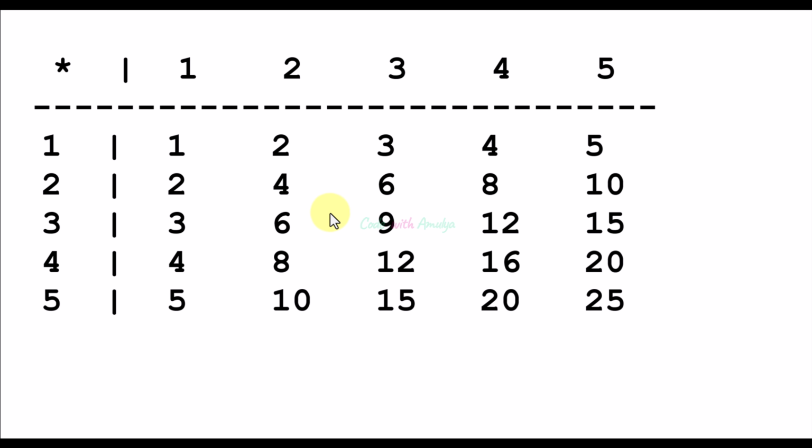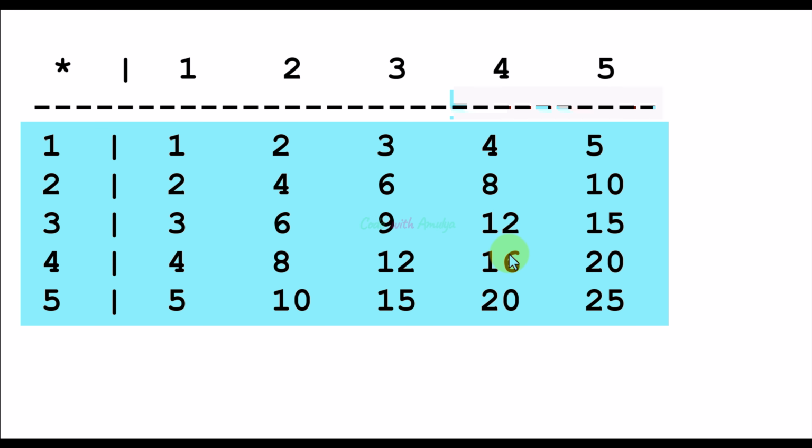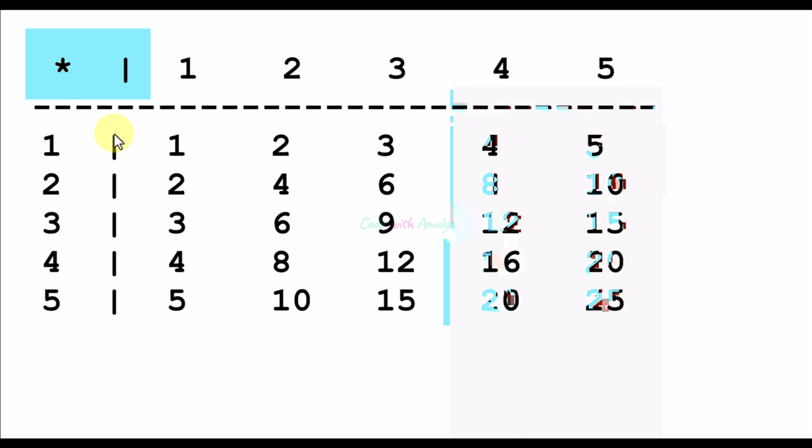This is our output, and to display this multiplication table, first we'll divide our output into different sections. So here this is our first section, second section, third section and fourth section. First let's write the code for the first section.